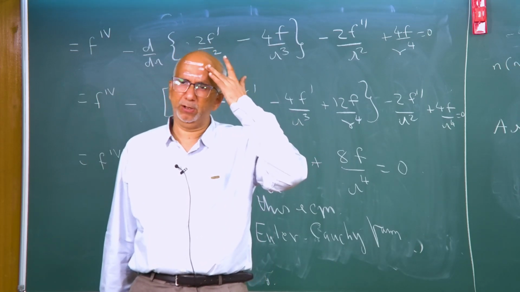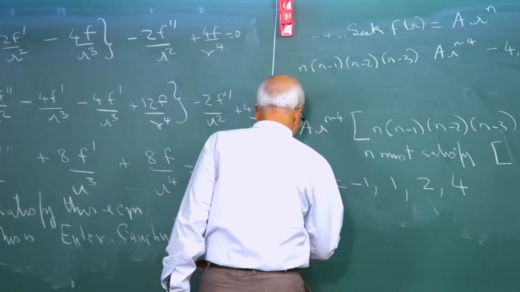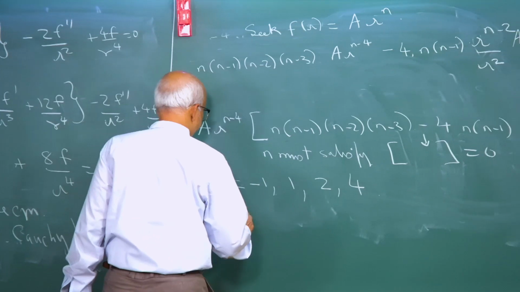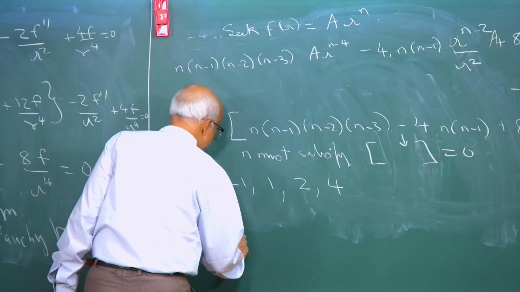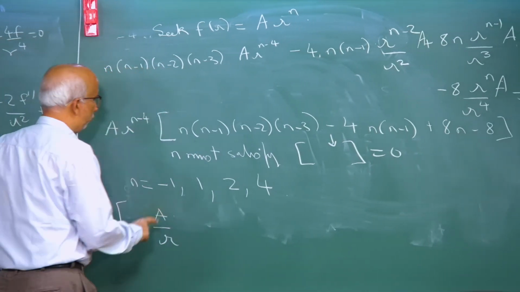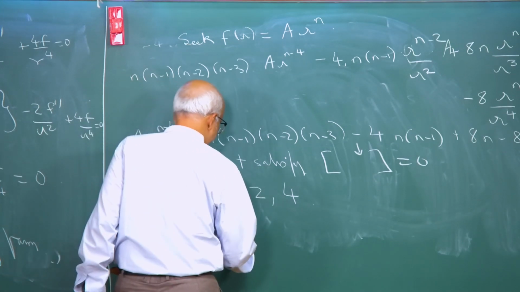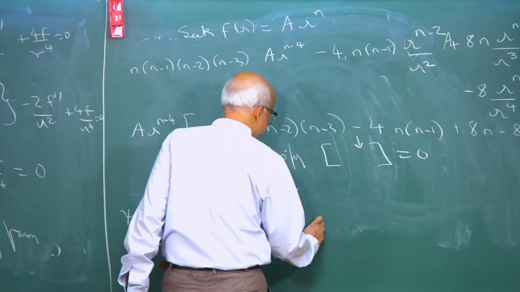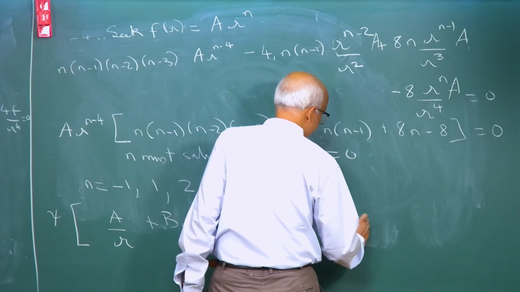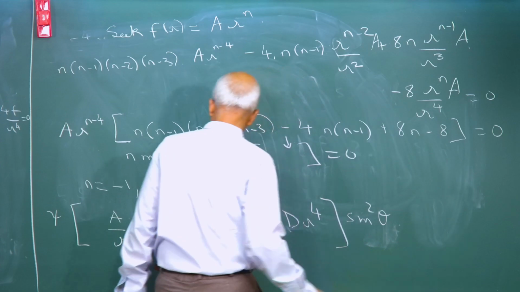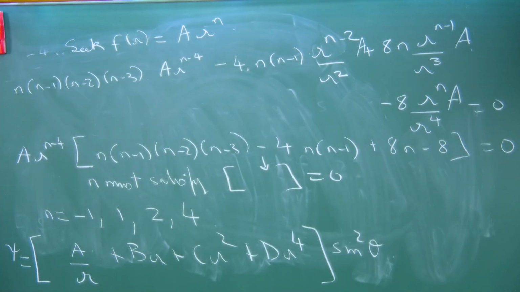So, basically what I am trying to tell you is that the stream function psi is of the form a divided by r to the power minus 1. So, a divided by r plus b r plus c r squared plus d r power 4 sin square theta. This is psi, okay.